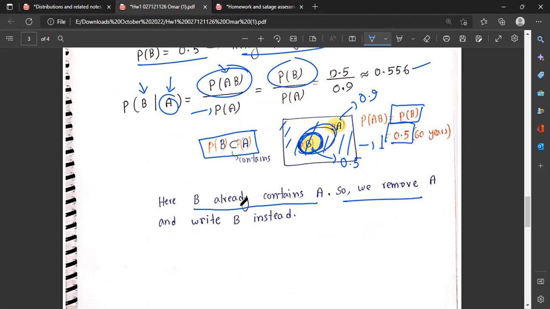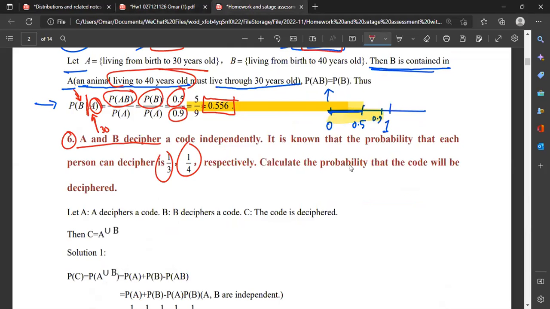Now let's see number 6. A and B decipher a code independently. It is known that the probability that each person can decipher it is 1 by 3 and 1 by 4. Calculate the probability that the code will be deciphered. So here we have to calculate the probability that the code will be deciphered. Here we let A be that A deciphers the code, and B.